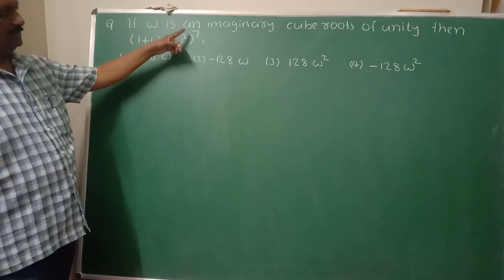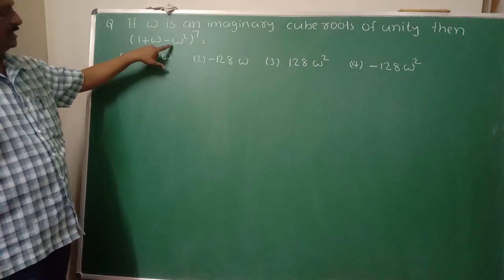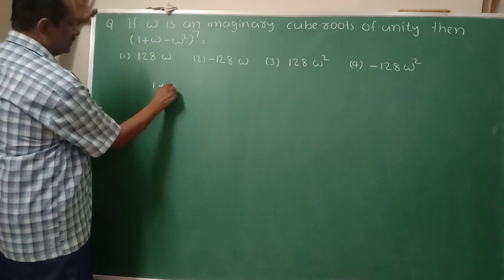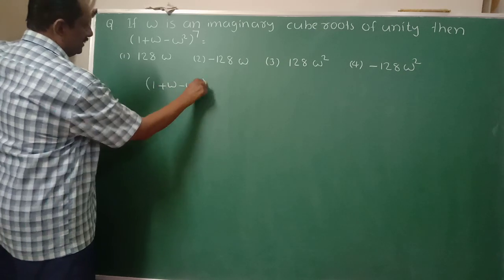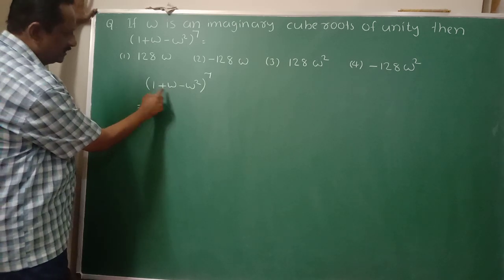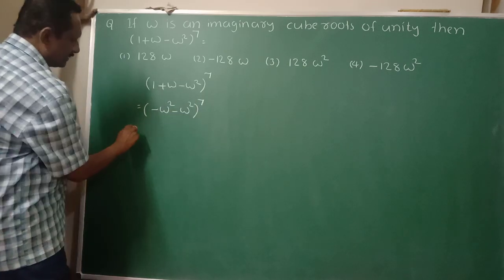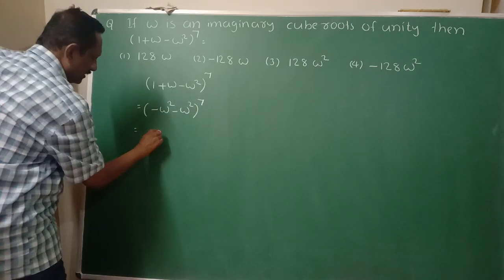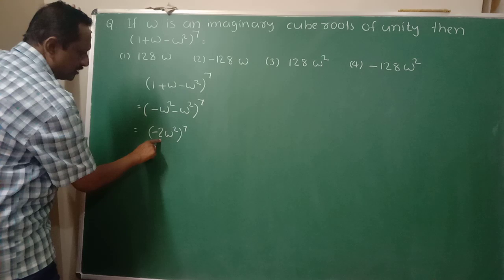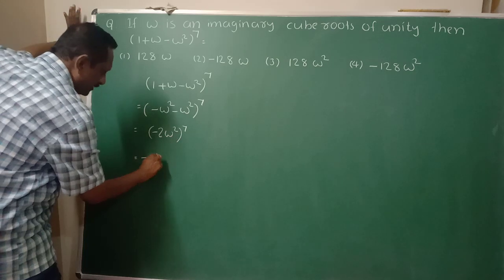Next, if omega is an imaginary cube root of unity, then 1 plus omega minus omega square whole raised to 7 is equal to. 1 plus omega is minus omega square, so minus omega square minus omega square, that is minus 2 omega square, raised to 7. Minus 2 raised to 7, 7 is an odd number, so keep the minus sign, and 2 raised to 7 is 128.